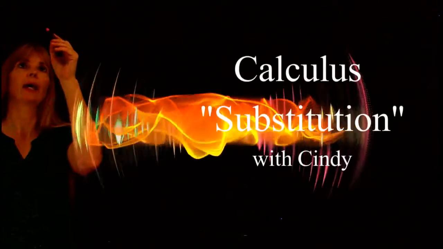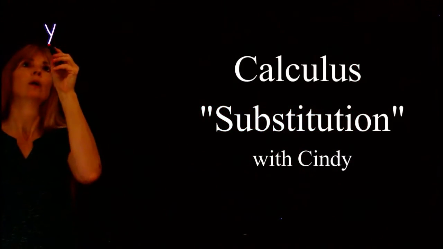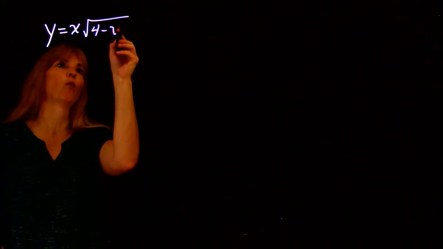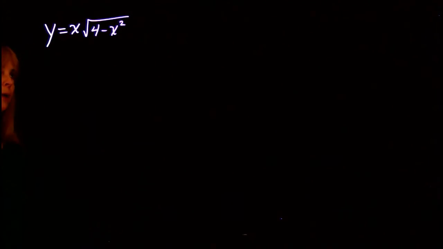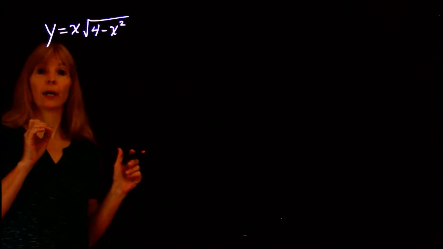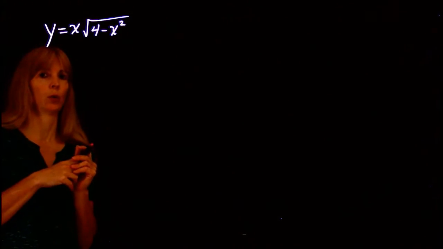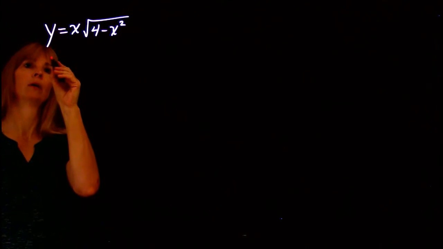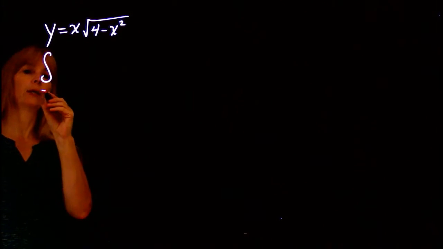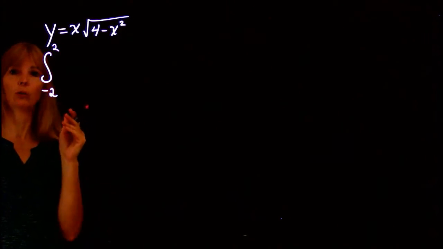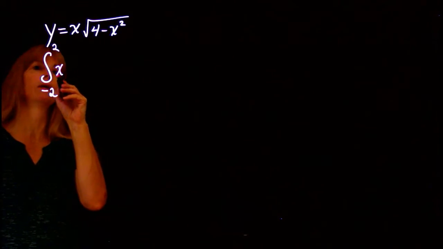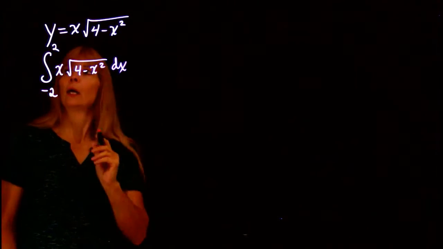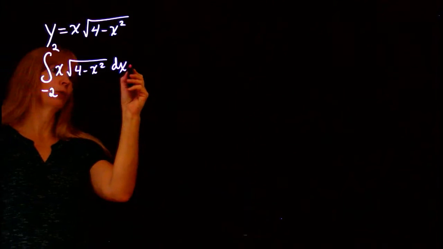Okay, let's say that I have this function, y equals x times the square root of 4 minus x squared. And I want to find the area from -2 to 2. Well, typically, if you're in a calculus class, you find the integral from -2 to 2, that's the interval I said I wanted to find, of my function. If you work all of this out, you get 0.